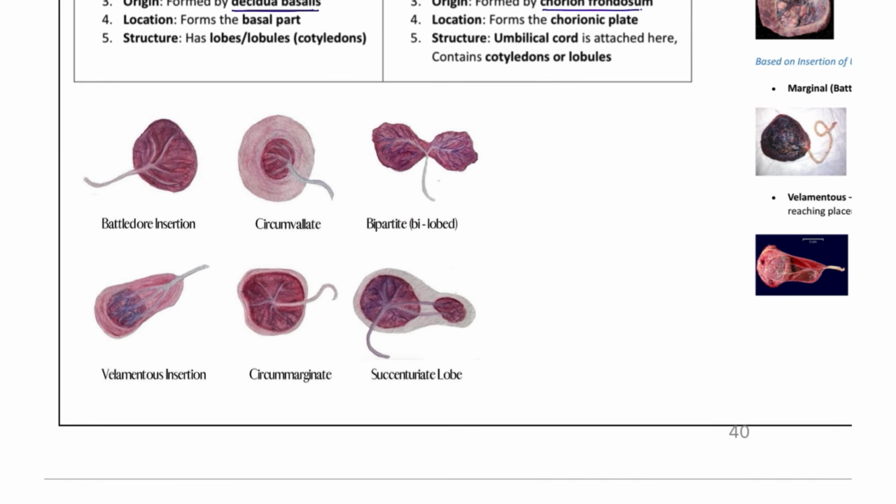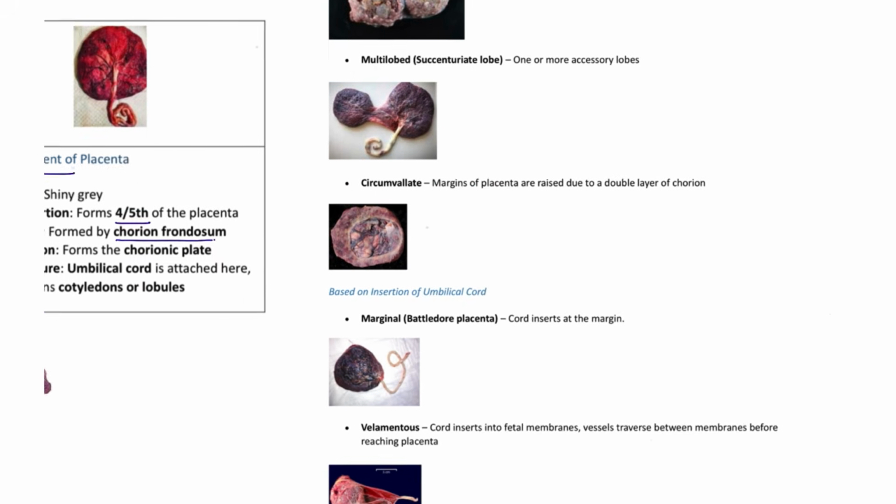Next, the types of placentas. Battledore means the insertion is at the corner. And the circumvallate has a thick maternal content. The bipartite has two equal lobes. Filamentous is where the cord is not inserted in the placenta, rather it is inserted into the chorion. And the circummarginate, you are going to see a thick rim surrounding it. And the succenturiate lobe is going to have a small lobe compared to the main lobe, right?